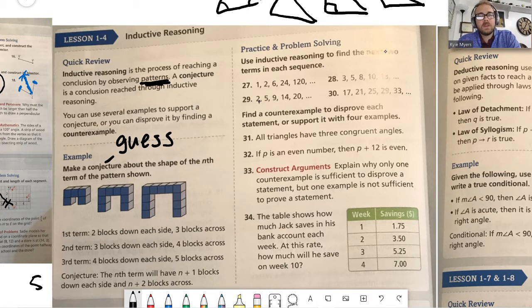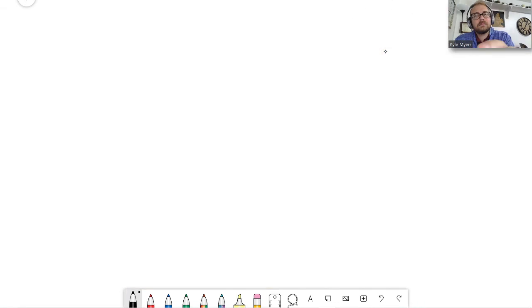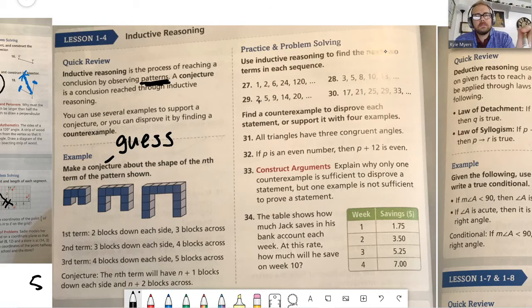Fun fact. 32. If p is an even number, then p plus 12 is even. Okay. P is an even number. Okay, so p is an even number. So let's think of some weird even numbers, because the trick to trying to find a counterexample is to think of like weird even numbers.